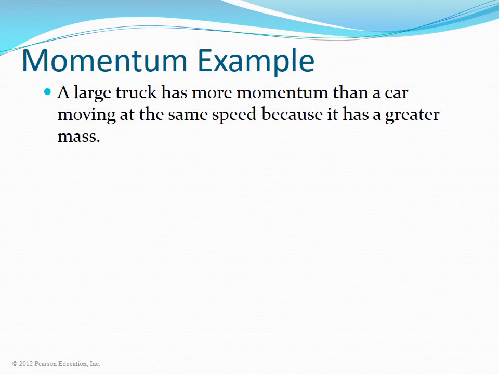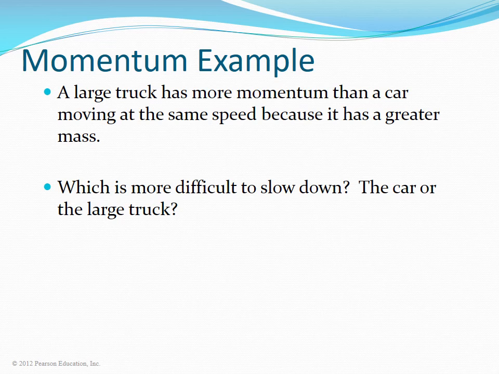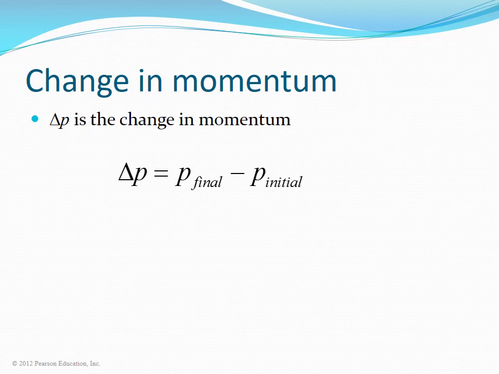A large truck has more momentum than a car at the same speed because it has a greater mass. Which is more difficult to slow down, the car or the large truck? The truck, but why? To understand the reason, we introduce a new concept. We use the delta notation to indicate change in a quantity. Delta p means p final minus p initial. The final momentum minus the initial momentum.